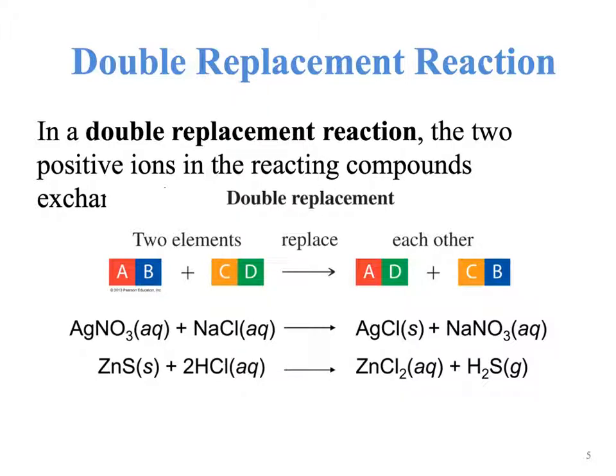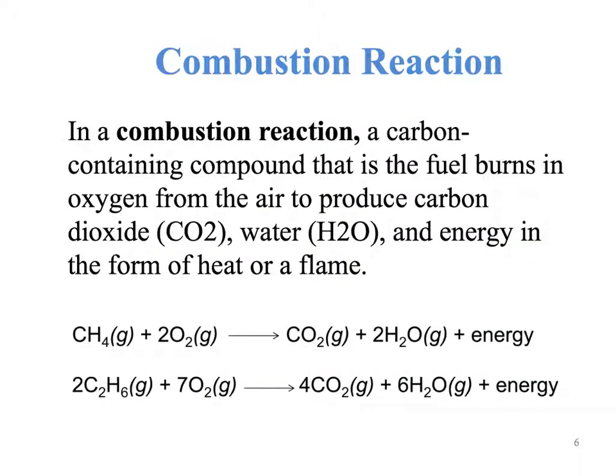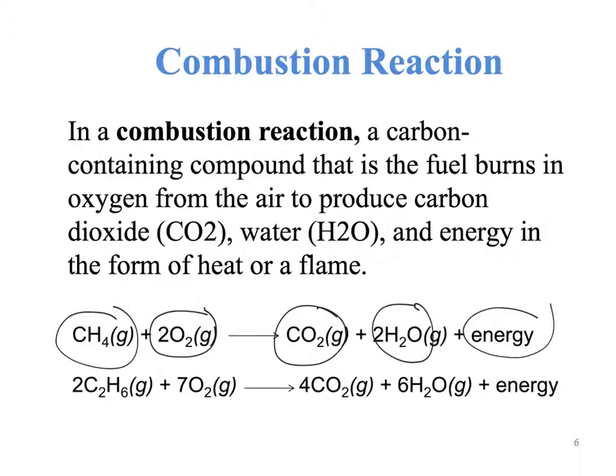In a double replacement reaction, in this case, we have silver, which is the cation, will combine with chlorine, which is the anion, and this cation with this anion to form two different new compounds. In a combustion reaction, we have a compound that is organic, it has carbon and hydrogen, and is combined with oxygen, and then the product of this reaction is always going to be carbon dioxide and water plus heat.